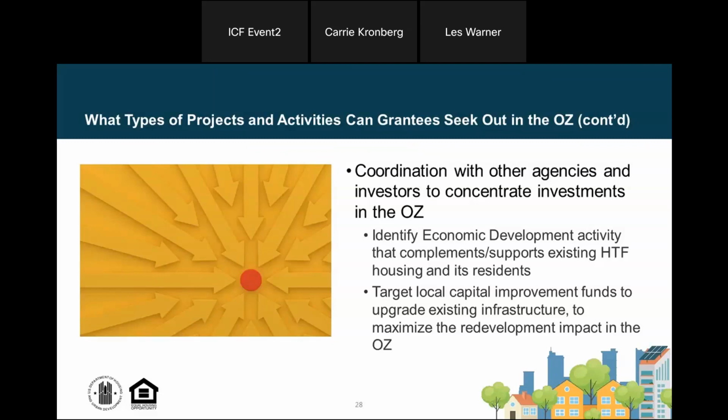So jurisdictions can target local capital improvement funds to upgrade existing infrastructure to maximize the redevelopment impact within the opportunity zone. Many successful redevelopment strategies begin with that significant and coordinated investment of public funds, and then that acts like a magnet to attract additional private investments. Grantees can work within their state and local jurisdictions where the opportunity zones are located to coordinate these investments and ensure they support the grantees' affordable housing investments as well.